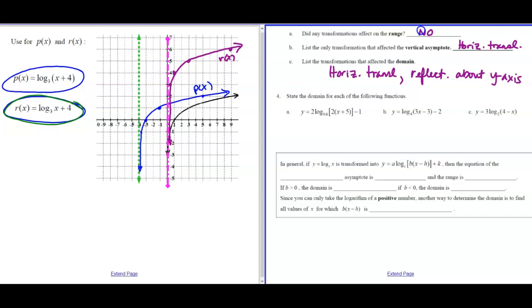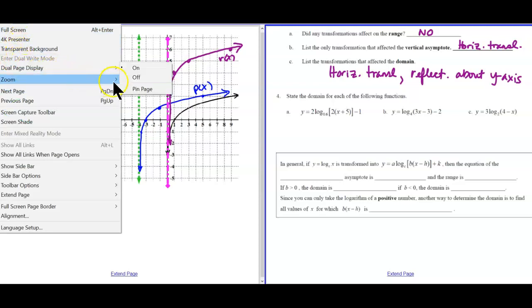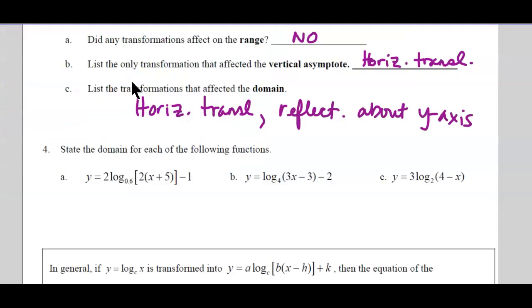Okay, so state the domain of each of these. I'm just going to go back to full view here. So, when you have a big logarithmic function that's been transformed, you might think, oh, I need to go through all the transformations in order to figure out what the domain is. Remember what I showed you as a fast way, right? The vertical stuff is not going to affect the domain. This is the argument of your logarithm. That has to be greater than 0 in order to be defined.